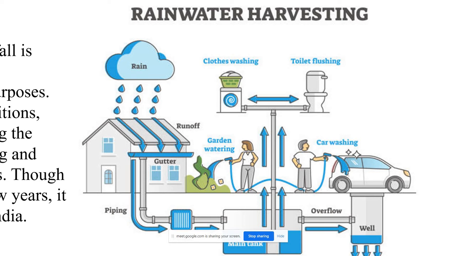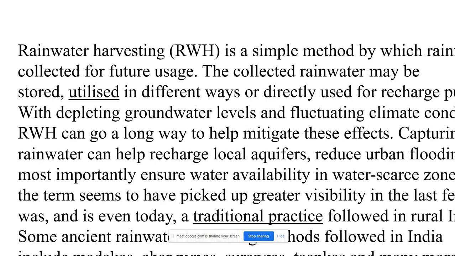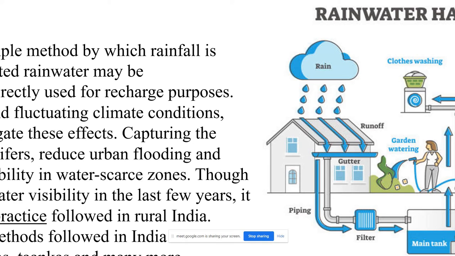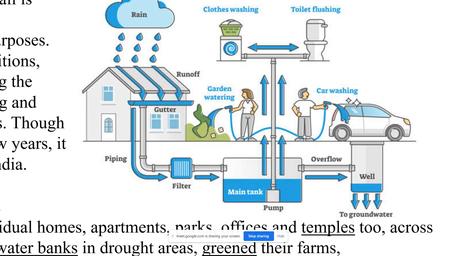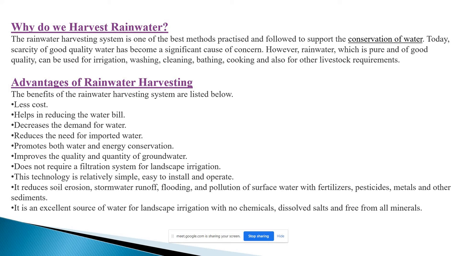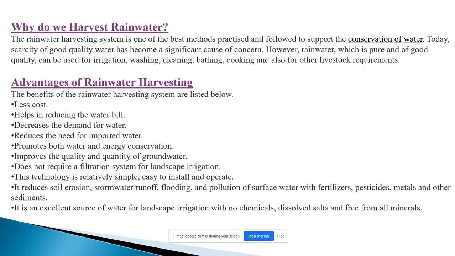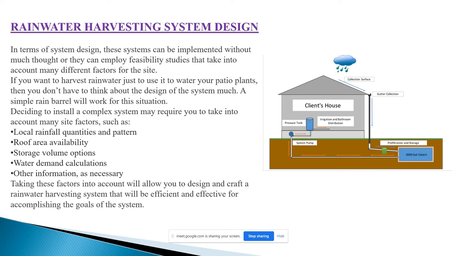Why do we harvest rainwater? Now coming to a survey: as per recent studies in 2020, 54% of India faces high water stress. And to combat the water shortage, rainwater harvesting is the key solution masses can adopt. It is one of the best methods practiced to support the conservation of water. Today's scarcity of good quality water has become a significant cause of concern. However, rainwater, which is pure and of good quality, can be used for irrigation, washing, cleaning, bathing, cooking, and also for other livestock requirements.